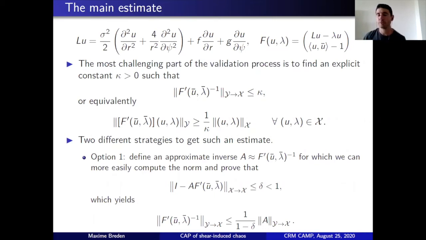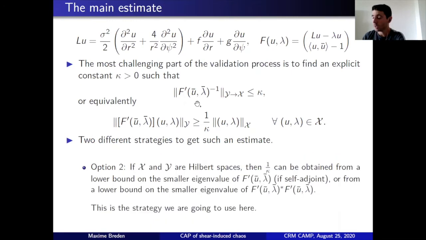But okay, we didn't try that. I'm not even sure I knew about this when we started this project. So we did something different. And so what we use is the second option, which is to really work in Hilbert spaces and then use the structure to get this kappa via eigenvalue bounds. So this is what I'm going to explain now.